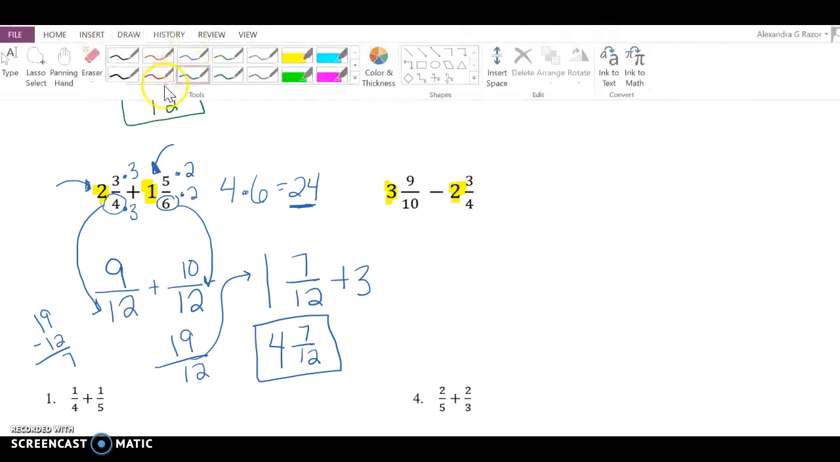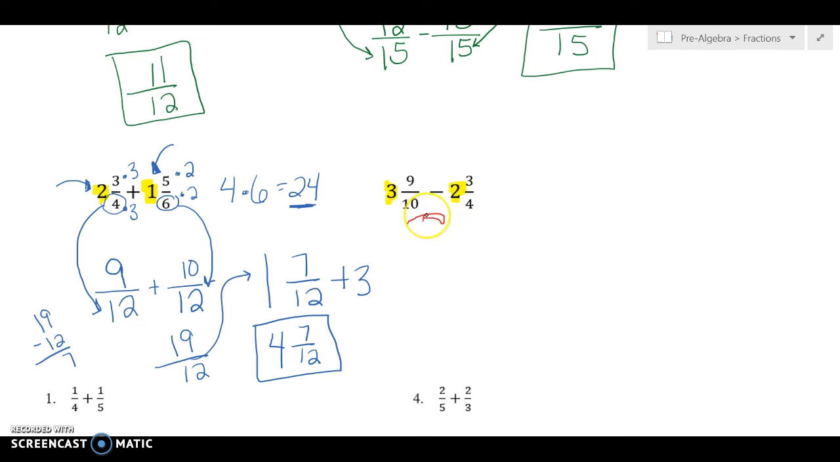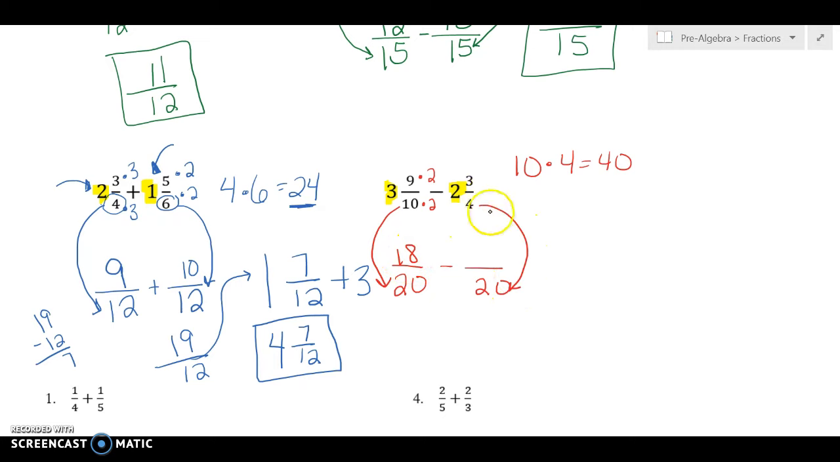And I'm going to start off by getting a common denominator between 10 and 4. Again, if you're not sure, you would just multiply them and you can use 40. But there's a smaller number, and that's 20. So to get from 10 to 20, I times by 2, so I have to times the top by 2, so I get 18. To get from 4 to 20, I times by 5, so I have to times the top by 5, and I get 15.